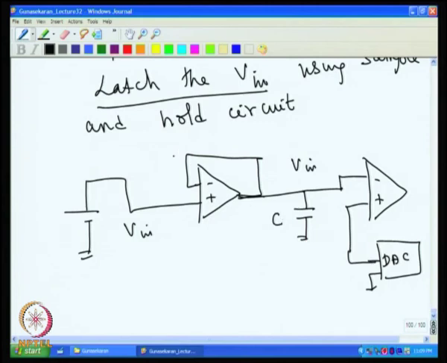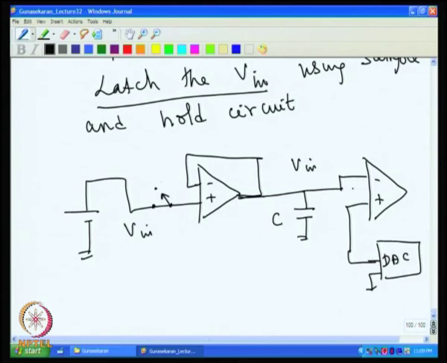So, the V input is actually connected through a switch here. Normally what is done is, if I connect V in, then this charges to V in. Then if I open the switch, I do not want this capacitor to discharge.